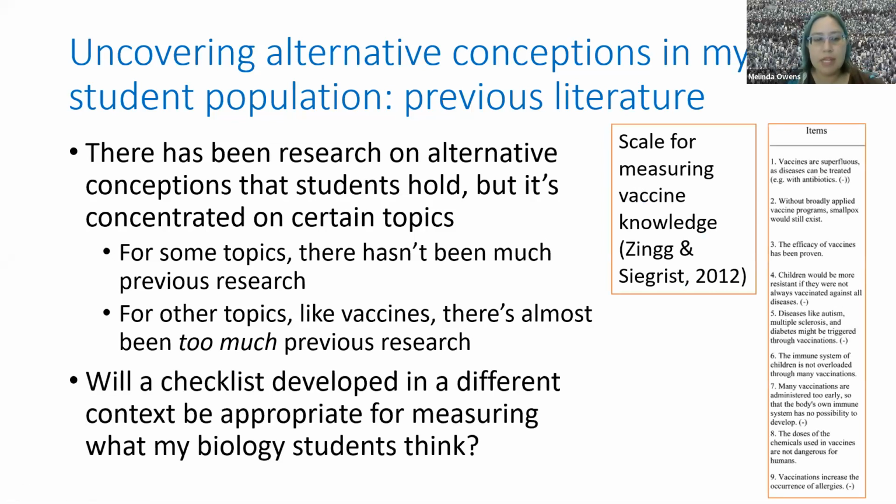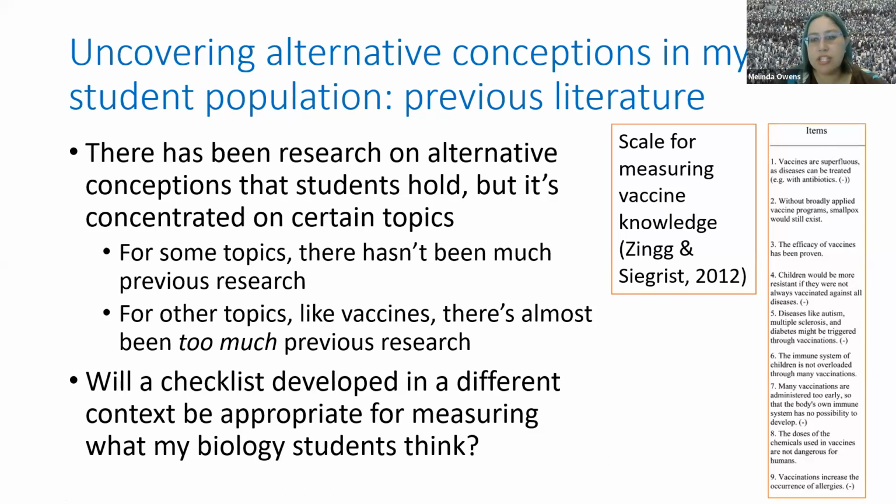But the thing is, if you look at some of these, it really made me wonder how much was relevant for my population. For example, there was a very popular vaccine knowledge scale in use when I was starting this project, developed by Zing and Segrist. These are their items here. I know it's small, but basically it's a bunch of documented misconceptions. Diseases like autism might be triggered through vaccinations. The immune system of children might be overloaded by vaccination, things like that.